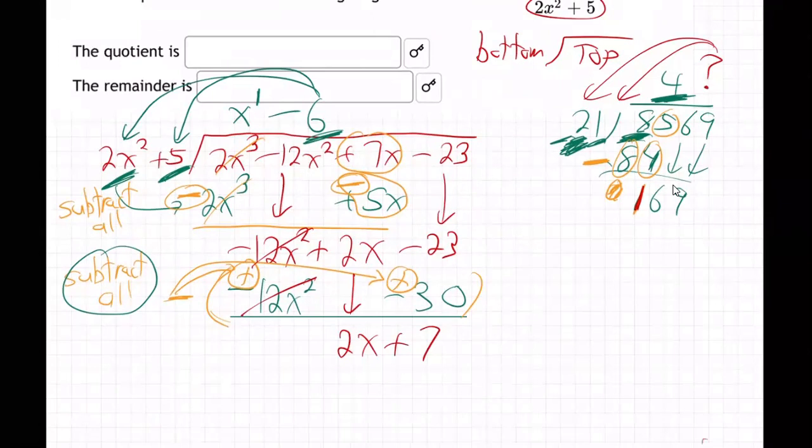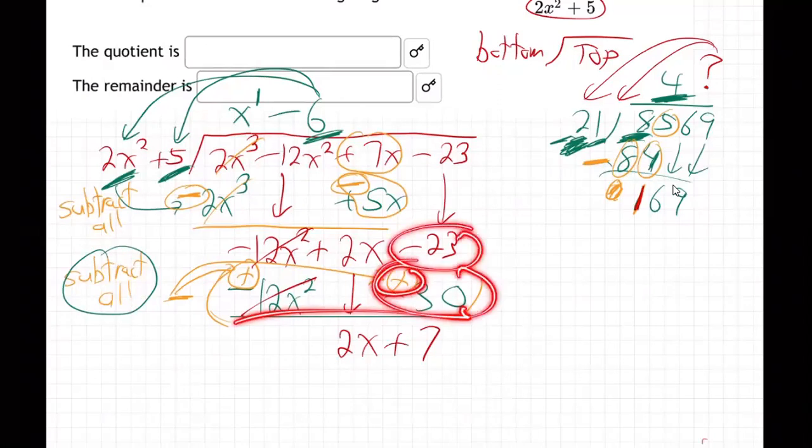On the signs there, this is a plus 30 because it was originally a minus 30 because minus 6 times 5 made minus 30, but I changed it to plus. What the subtraction did, we're supposed to subtract the bottom line. When you subtract a negative, it becomes positive. So minus 23 and plus 30 is plus 7. Bring down the 2x. Okay, we're actually done. That's the remainder.